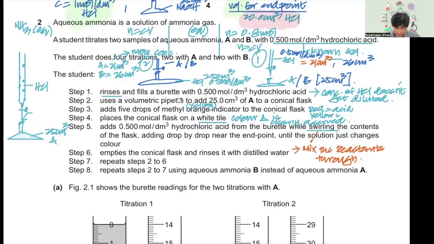Yeah. Now he adds drop by drop near the end point until the solution changes color. When the solution changes color, that means the end point has been reached and you need to stop your experiment and record the volume of acid that was used. Done. So my question to you is, why is he adding drop by drop near the end point? Think with common sense. Why is he adding drop by drop near the end point?